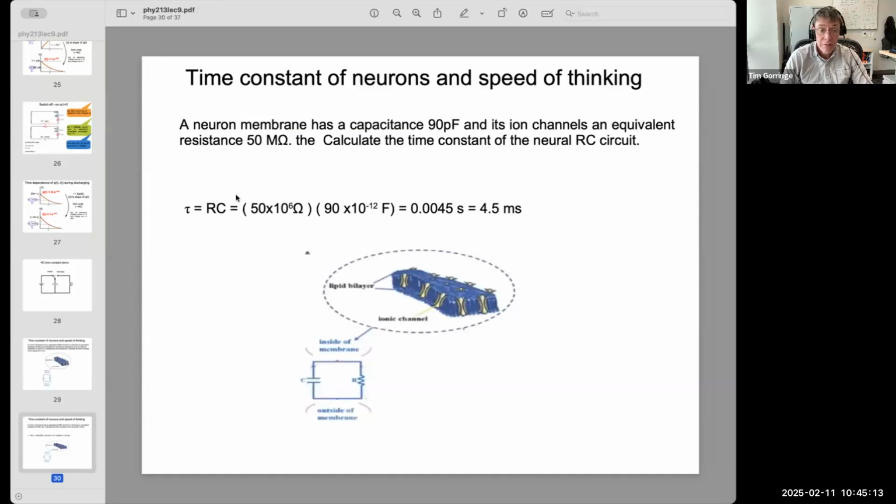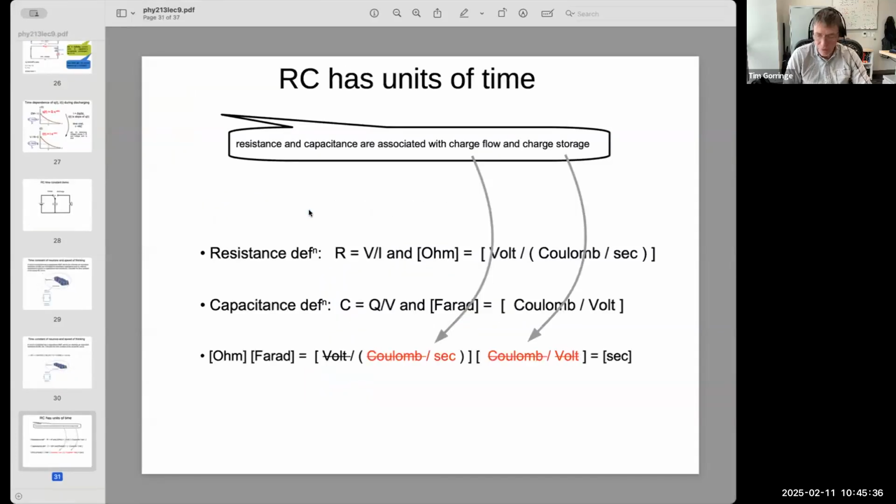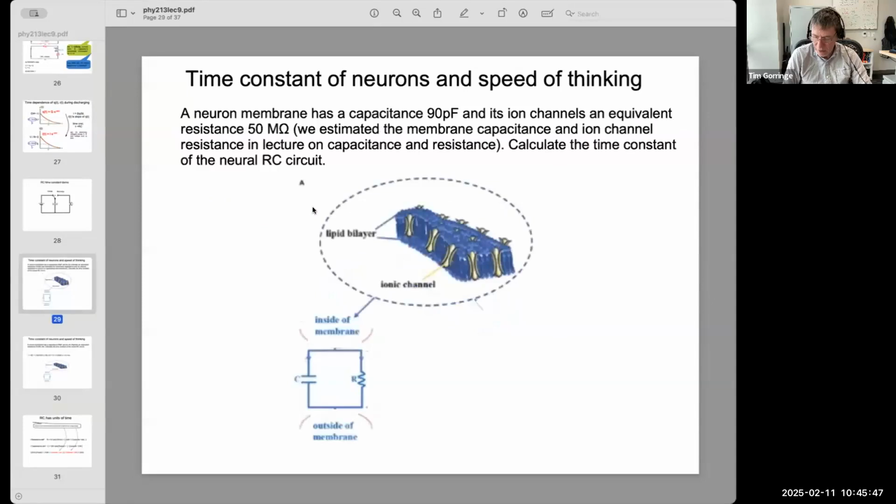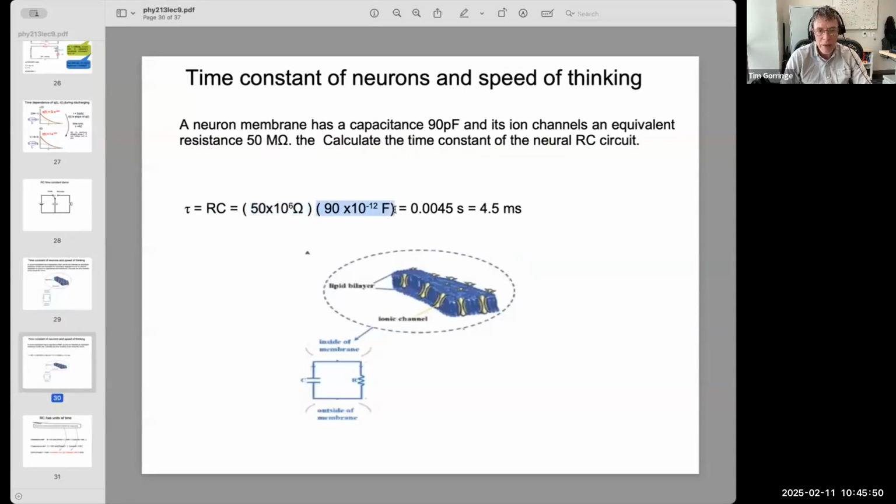And here's the calculation. The calculation of the time constant, the time scale of a neuron charging up, its action potential, or coming to rest, its resting potential, is just its resistance times its capacitance. Its resistance is 50 megaohms, so 50 million ohms, and its capacitance is 90 picofarads, so 90 times 10 to the minus 12 farads. If you multiply this really big number in ohms, times this really small number in farads, you get a time constant.